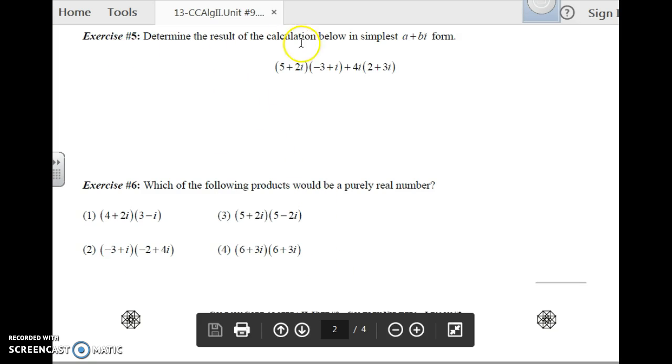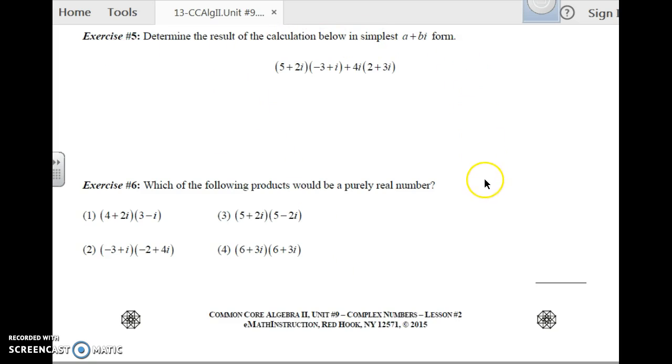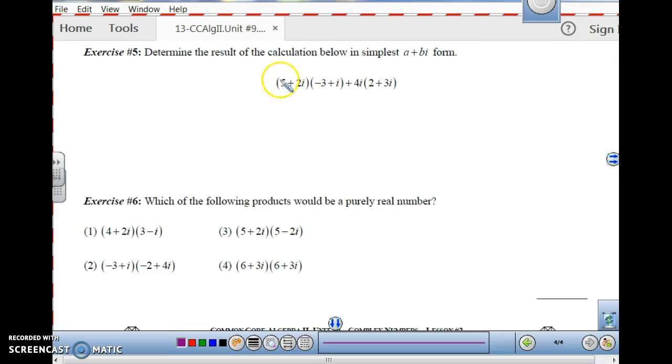All right, let's determine the result of the calculation below in simplest A plus BI form. All right, so we have multiplication here in two different forms. We have FOIL and we have distributive property. So let's do both. See if you can work it out and get it to work, and I'll also do exercise 6 just to wrap it up.